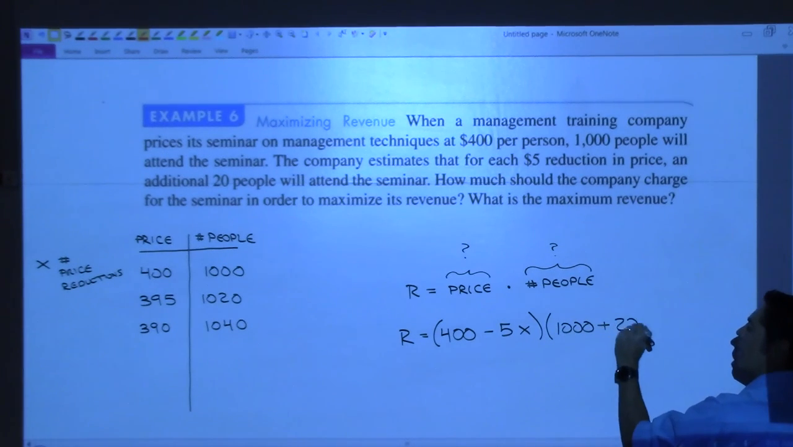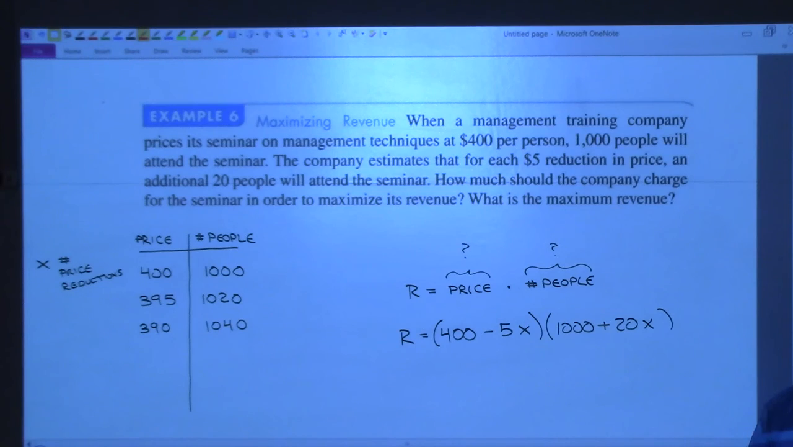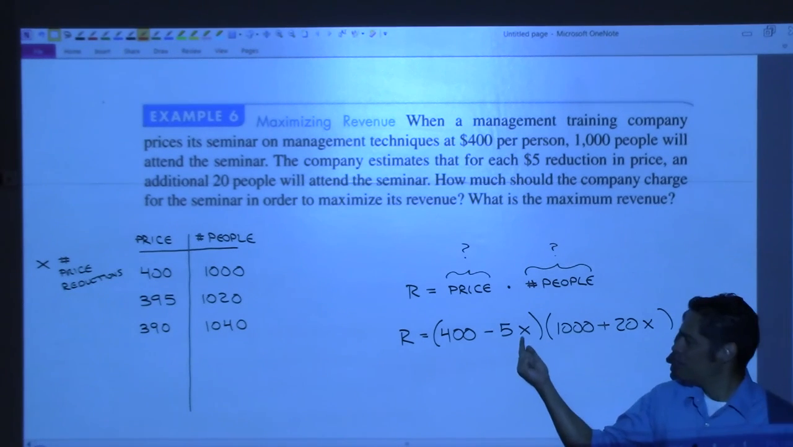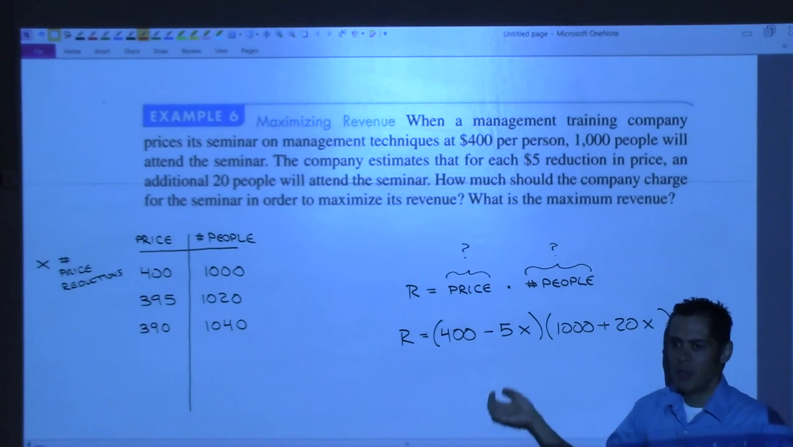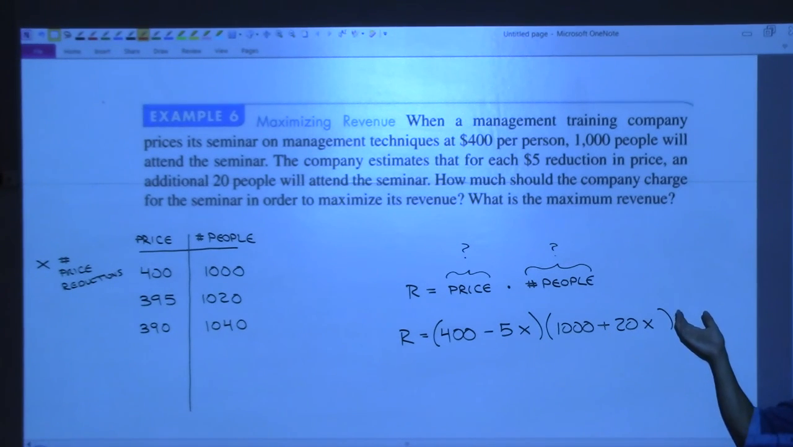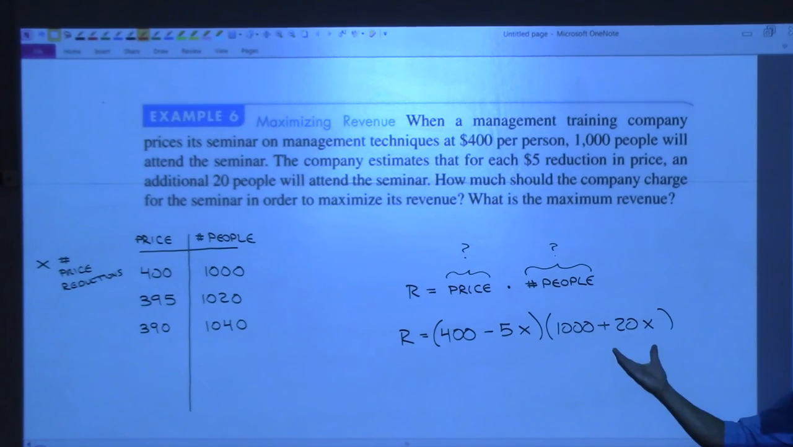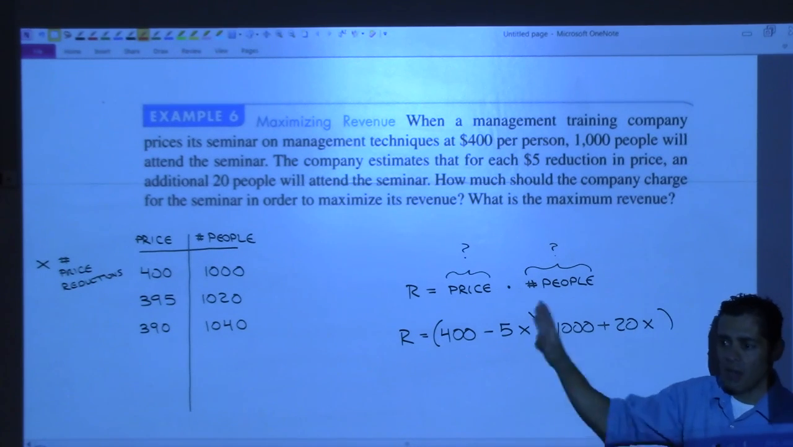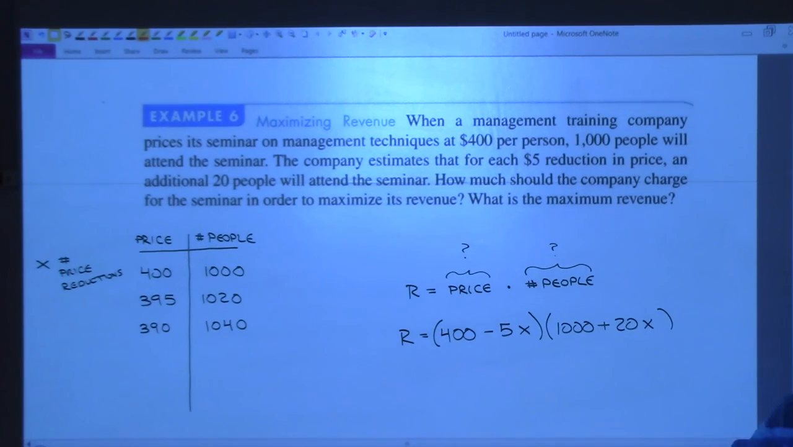1,000 plus 20x. Do y'all see how that works? See, this is coming down by 5 each step. This is going up, plus, right? Going up by 20 each step. Clear? This is the money we're going to bring in, right? This is a quadratic function. If we multiply this out, we'll get a quadratic, and then we'll be able to find the max, and we'll be there, right? Understand? So let's do it.